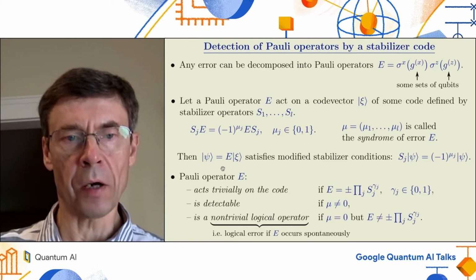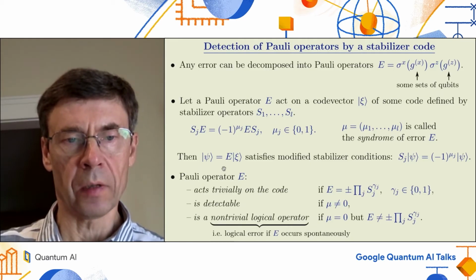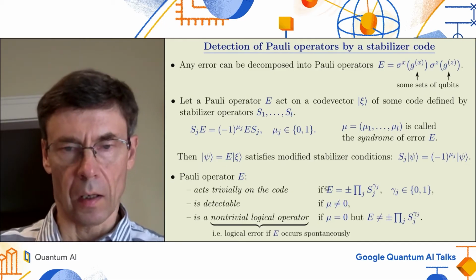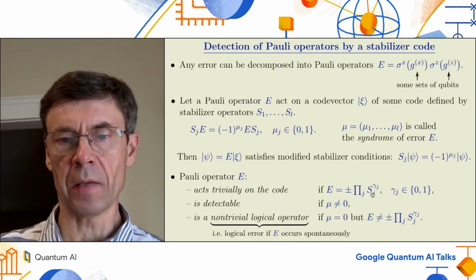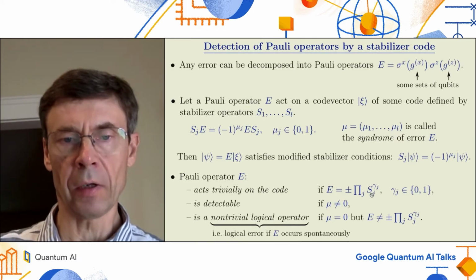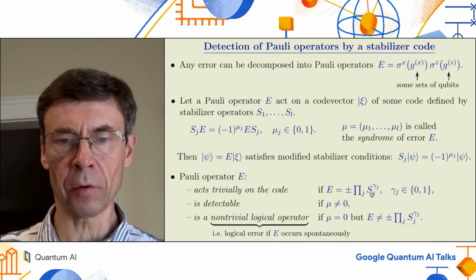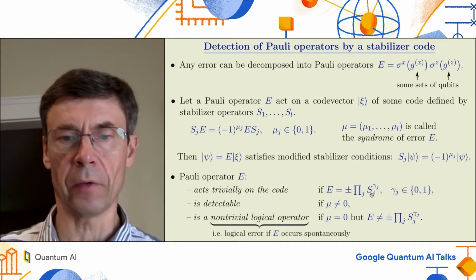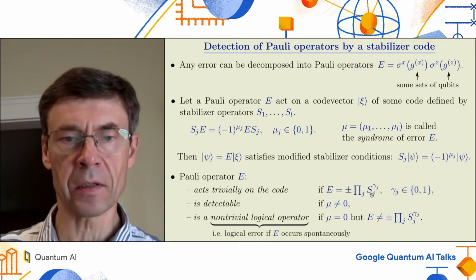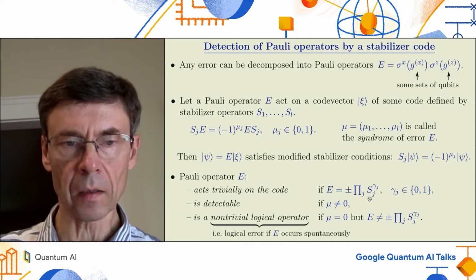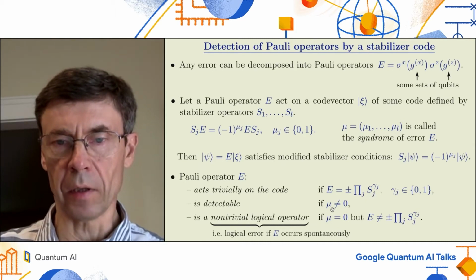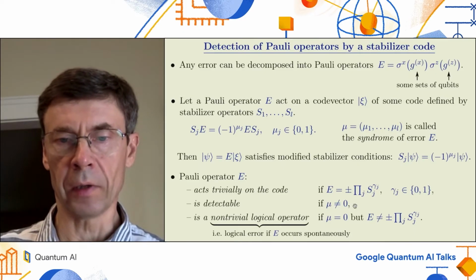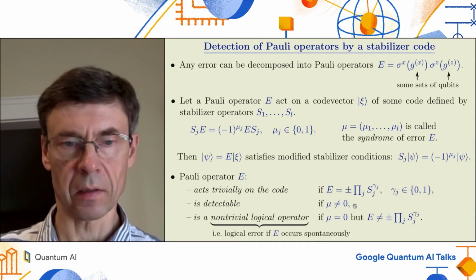We can classify Pauli errors like this. We can break all Pauli operators into 3 disjoint classes. If E is the product of stabilizer operators, it acts trivially on the code. It means that it does not only preserve the code space, but it actually preserves each individual code vector. So such an error does nothing, it's completely harmless. An error is detectable if the syndrome is non-zero. Such an operator does not preserve the code at all, it takes it to an orthogonal subspace.